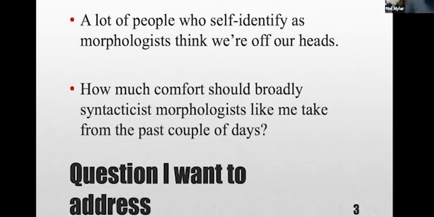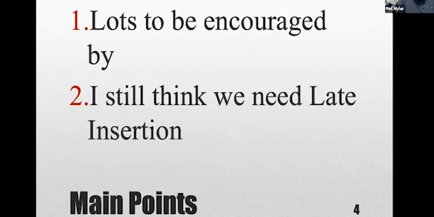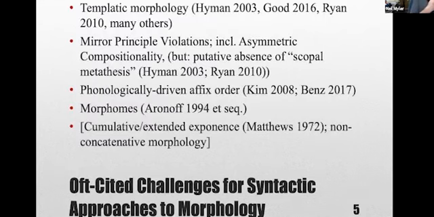So what I want to address here is how much comfort should broadly syntacticist morphologists like me take from the past couple of days? That is, how reassured should I be after all that we're on the right track? What I'll say is that there's lots to be encouraged by, but I still think we need late insertion. Okay, so on this slide, I've got a list of often cited challenges to syntactic approaches to morphology.